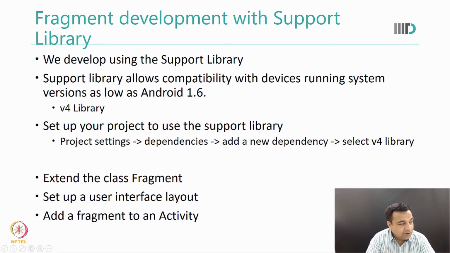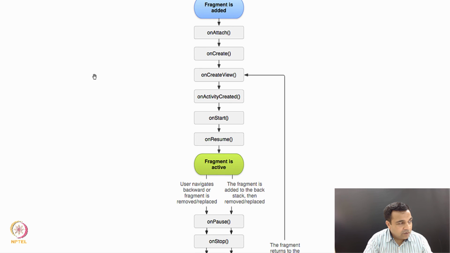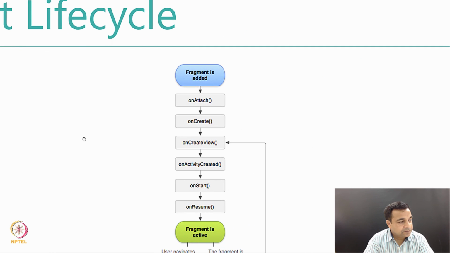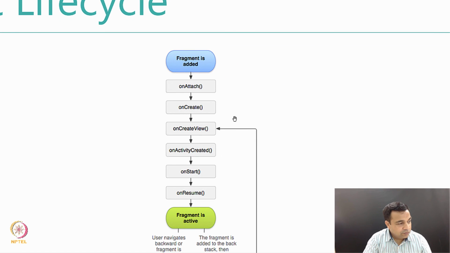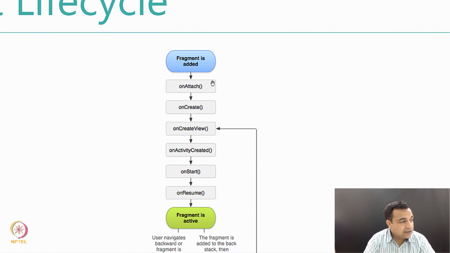Now, how do we develop a fragment? We extend the class Fragment, we set up a user interface layout, and we add the fragment to an activity. We will see all this in a program, but first we want to cover some basics of the fragment. Let me increase the size a little bit. Some of you have mentioned that you find difficulty in seeing the screen. What I am trying to show you is the fragment life cycle.